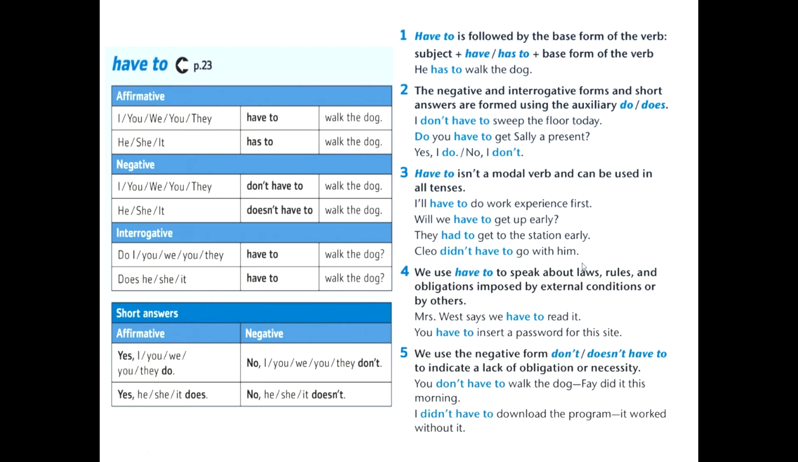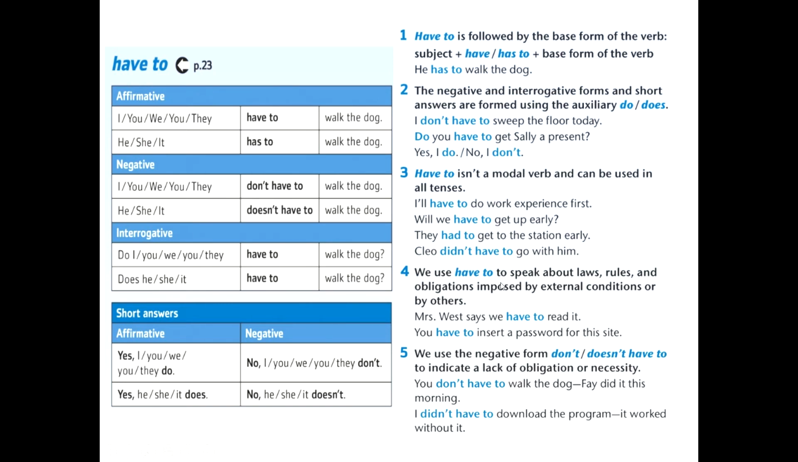Okay? So we can use it in different tenses. That means I'll have to do work experience first. This is a future tense. Okay? Future tense. Will we have to get up early? Future tense. They had to get to the station early, had simple past. And negative simple past, Cleo didn't have to go with him.